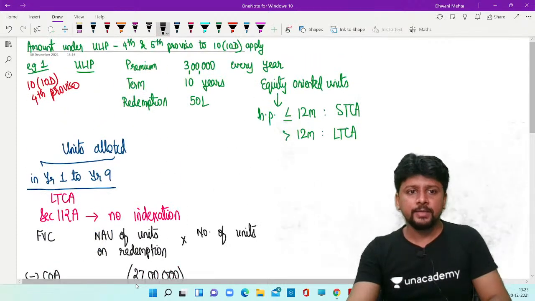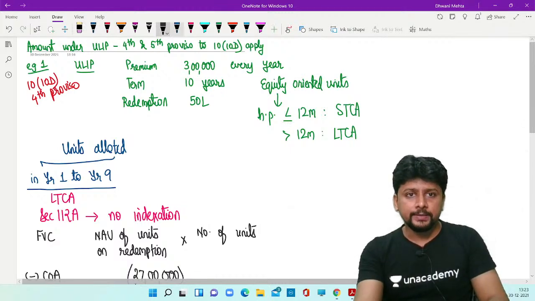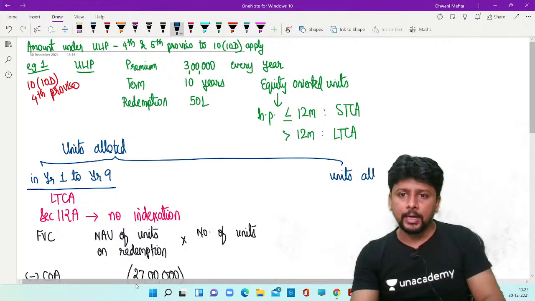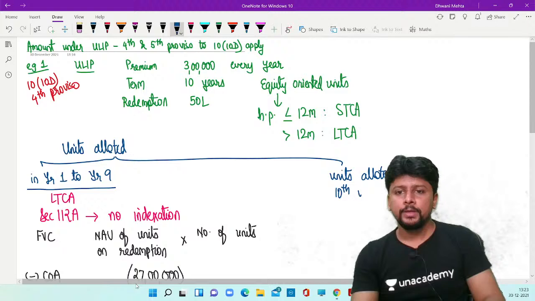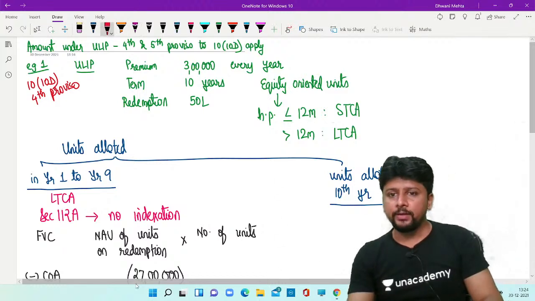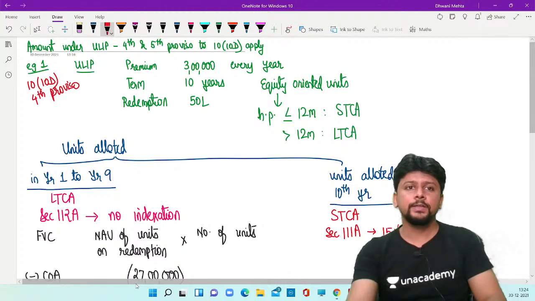But let's come back to our example. The policy term was 10 years. So which implies that the units which are allotted in the 10th year, their holding period is only 12 months. And that means if it's only 12 months, they are a short-term capital asset. And if they are a short-term capital asset, equity-oriented, section 111A will apply, where the tax rate will be 15%.